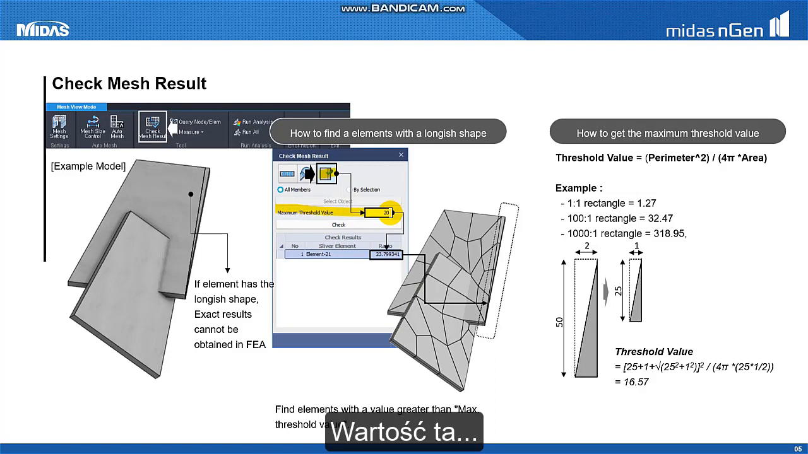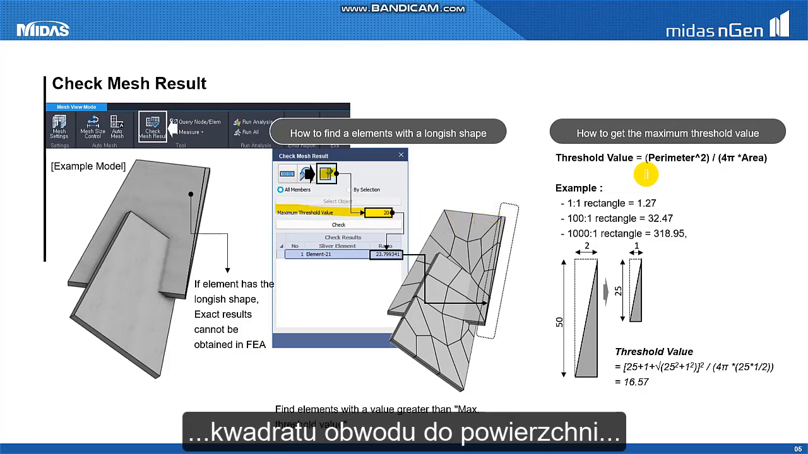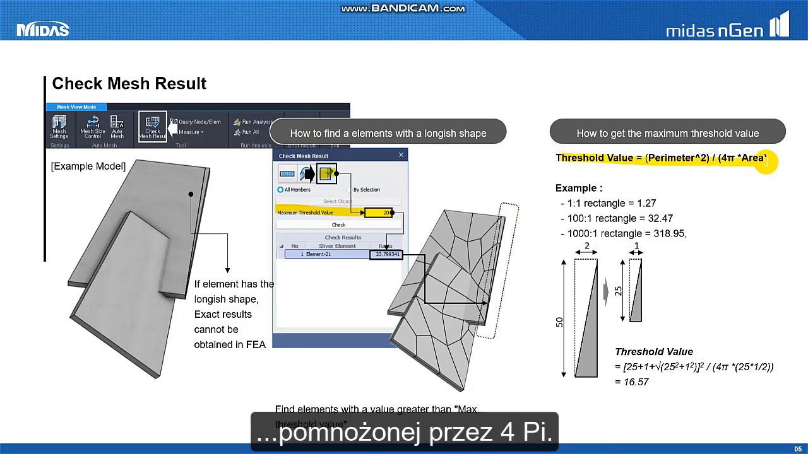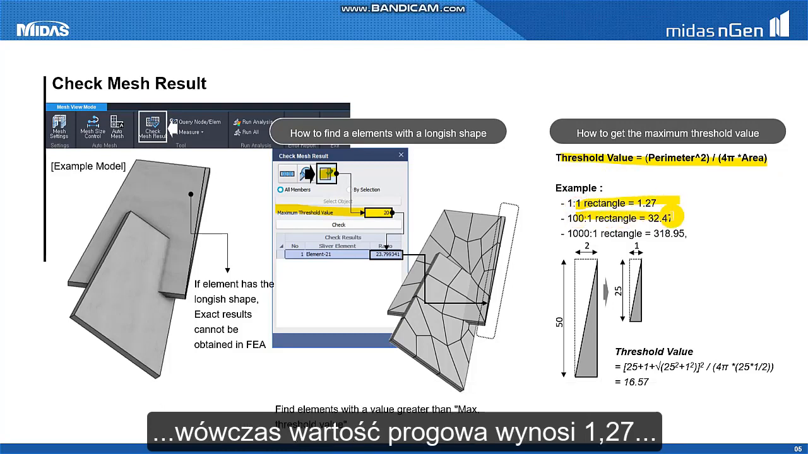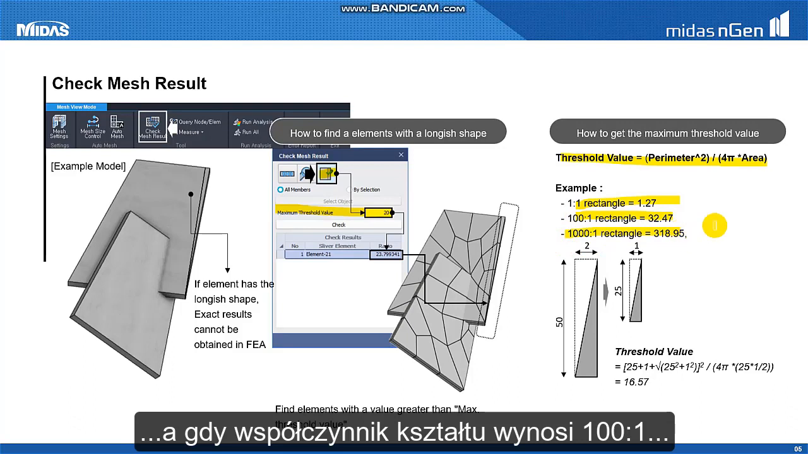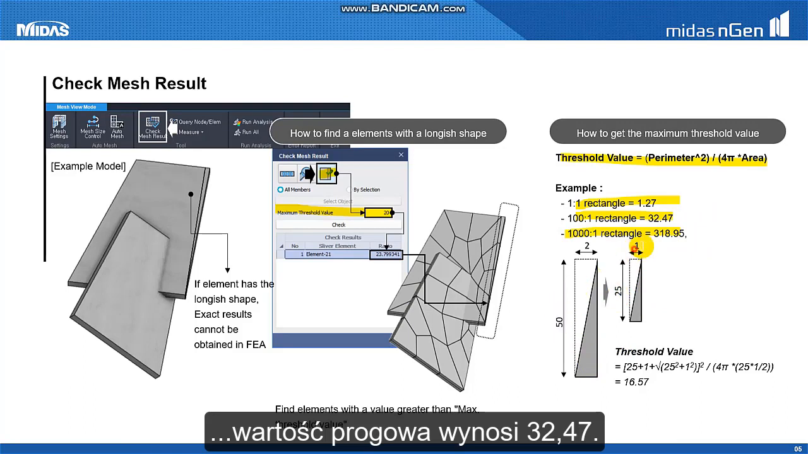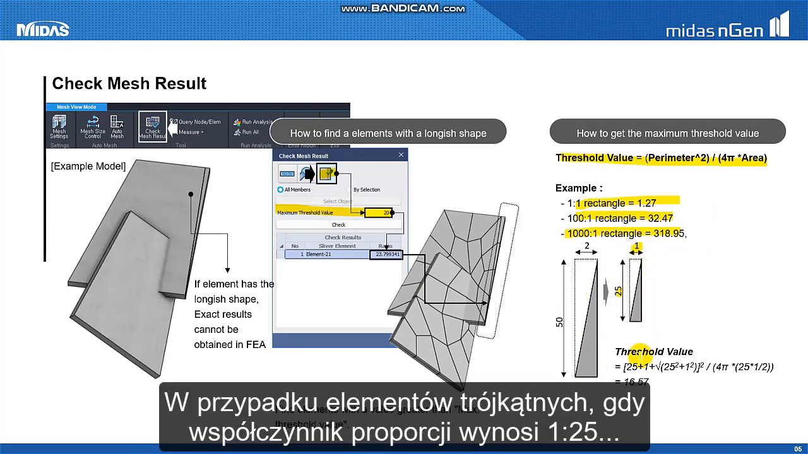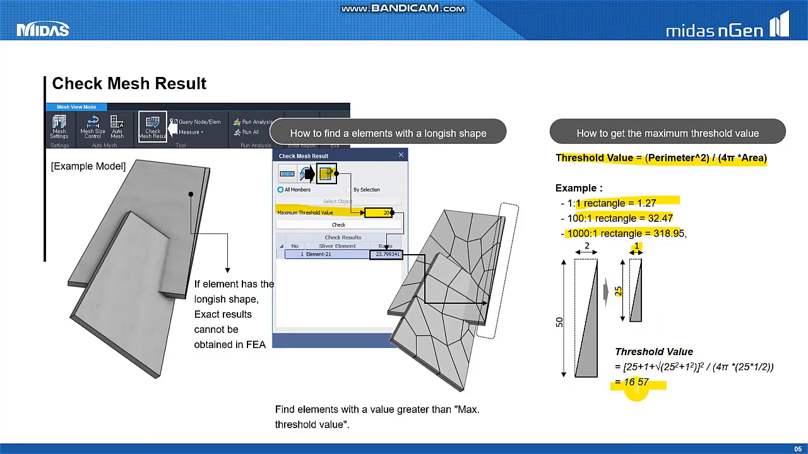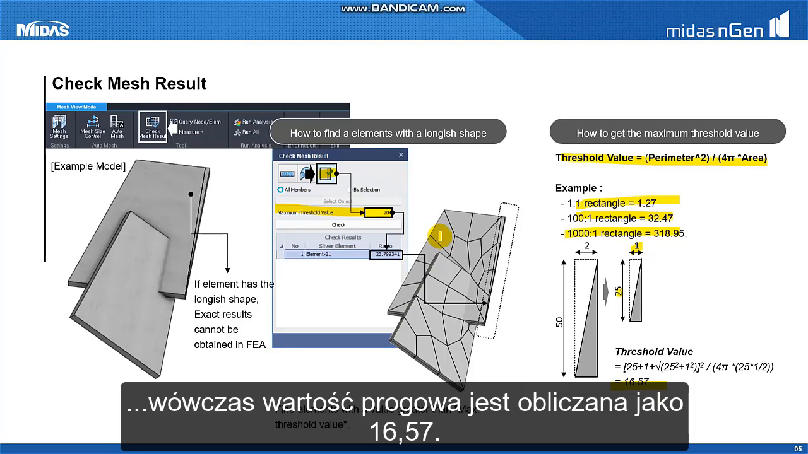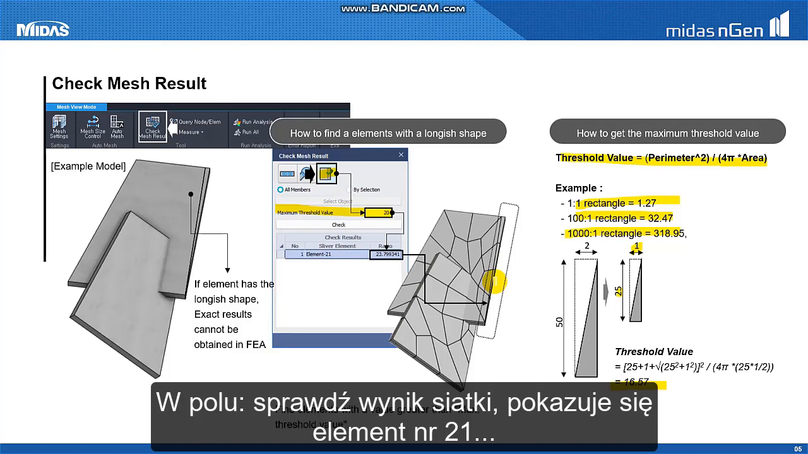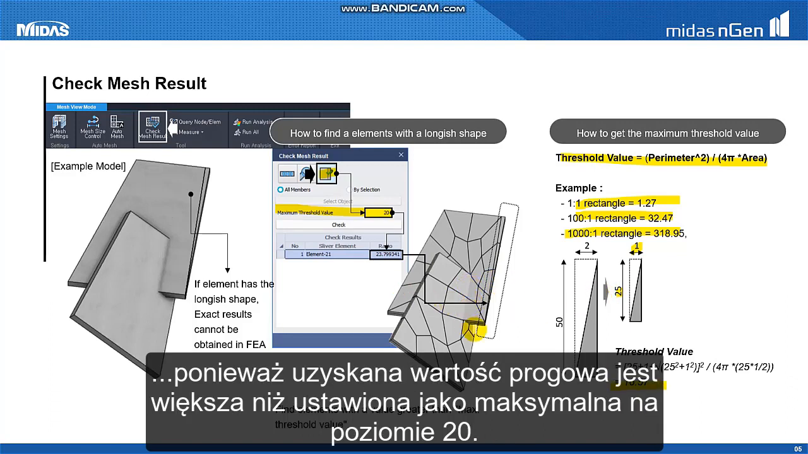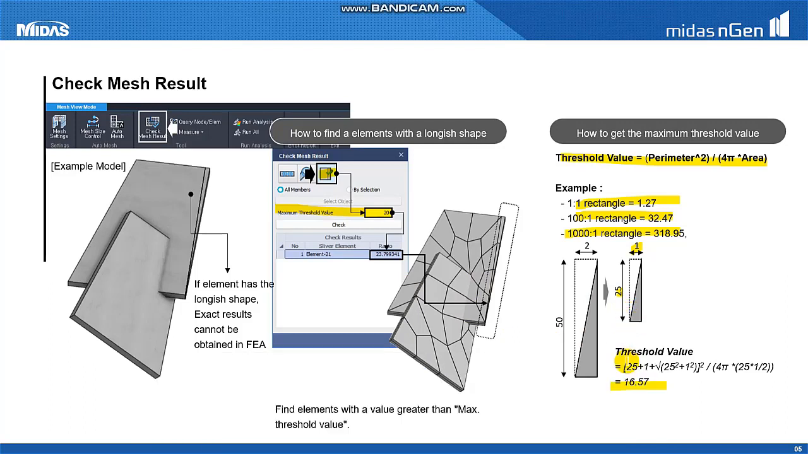The element's threshold value is the ratio of the square of the perimeter to the area multiplied by 4 pi. For example, in rectangular element, when the aspect ratio is 1:1, then the threshold value is 1.27. And when the aspect ratio is 100:1, then the threshold value is 32.47. In triangular element, when the aspect is 1:25, then the threshold value is calculated as 16.57. The check mesh result box shows the element 21 since the ratio is larger than the set maximum threshold value of 20.